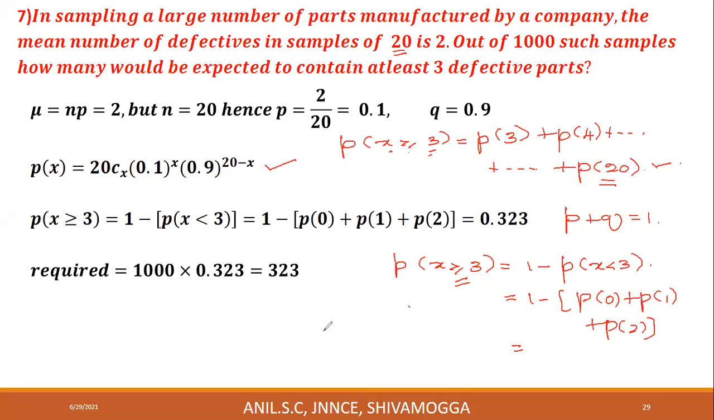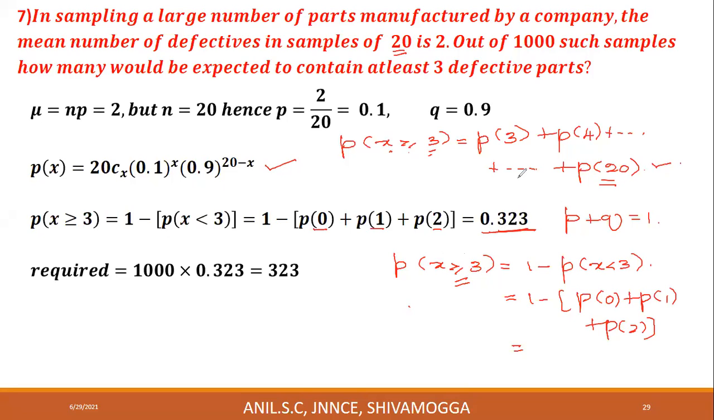How much is this? P of 1 plus P of 2. 1 minus [P of 0 plus P of 1 plus P of 2]. 0.3230. Yes, 0.3230. That must be correct.